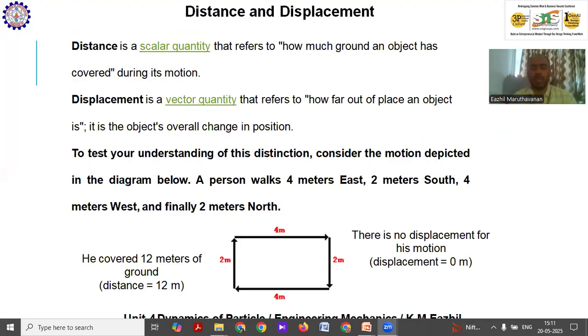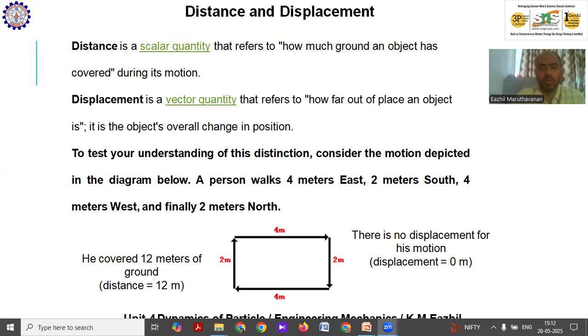Before going into this topic, we must have a clear idea about distance and displacement. Distance is a scalar quantity. We give the distance in units of either meter, centimeter, or millimeter. It is the distance covered by an object during its time of motion. Whereas displacement is a vector quantity. It refers to how far the object has moved, that is, the change in position from its initial position to its final position. The change in position is known as the displacement.